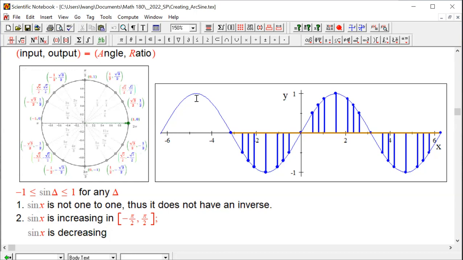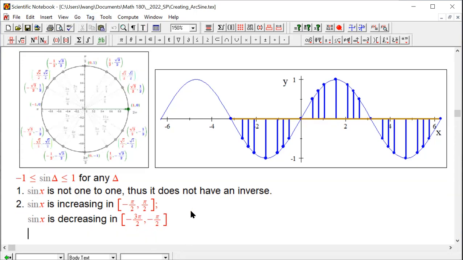There's so many intervals where it decreases, right? From negative 3 pi over 2 over here to negative pi over 2 right here, right? We can say that too. And there's so many intervals you can make such a statement.